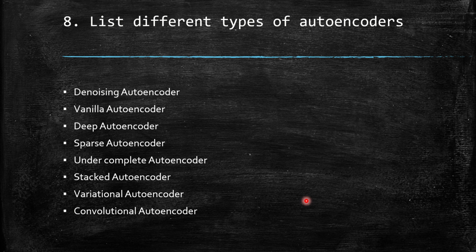List the different types of autoencoders. We've got multiple types of autoencoders that I've already explained in my deep learning playlist: denoising autoencoder, vanilla autoencoder, deep autoencoder, sparse autoencoder, undercomplete autoencoder, stacked variational autoencoders, and convolutional autoencoder. All of them are very specific in terms of functionality, they have their own features, and I expect you to go through it once more to understand things better.